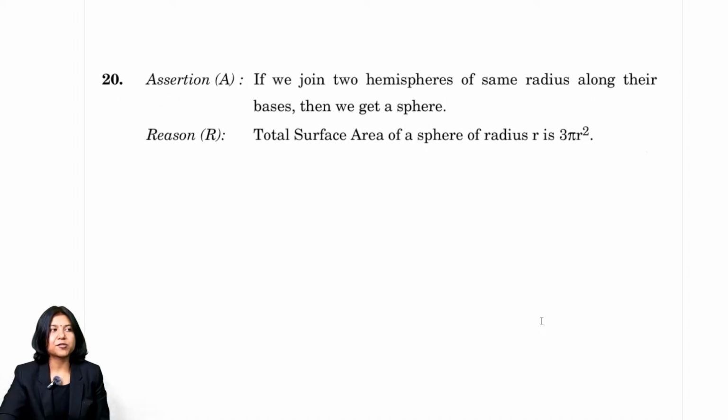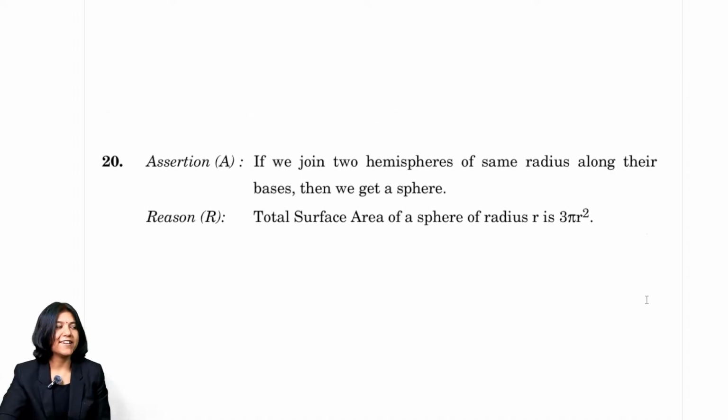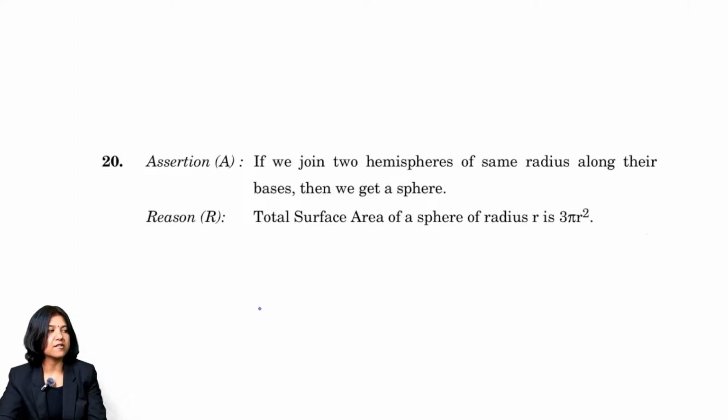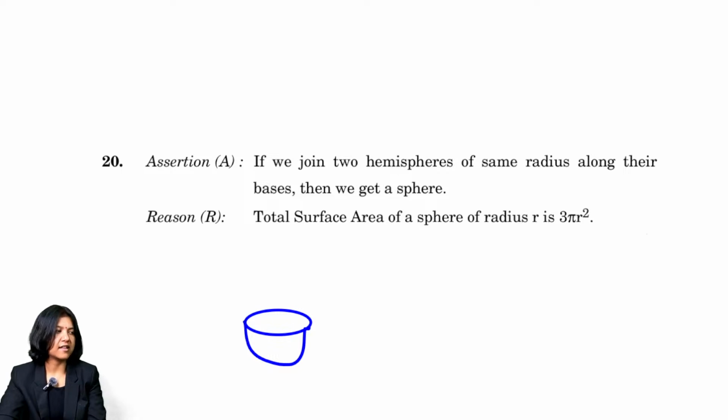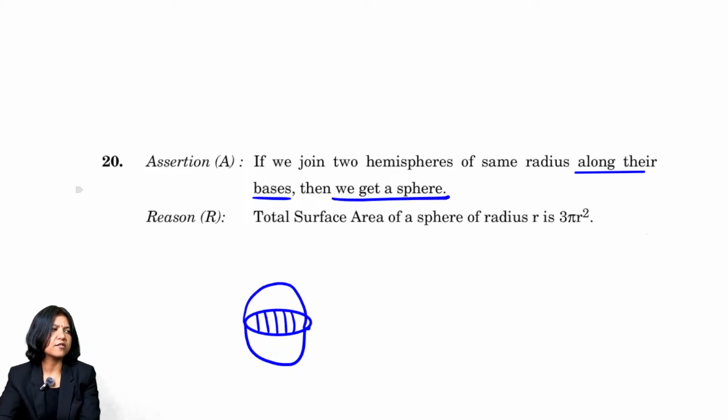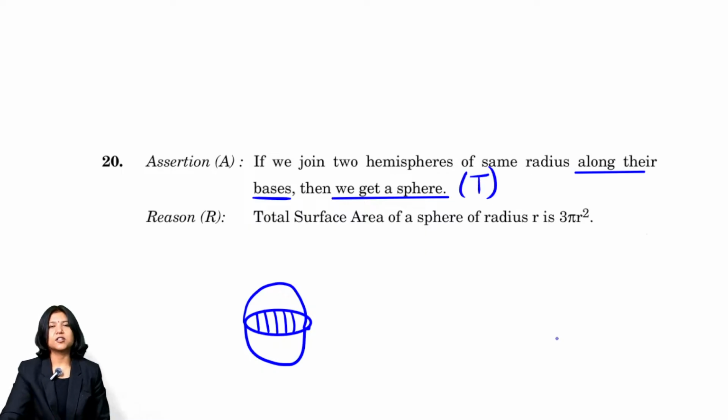This is the last question for today, okay? And it talks about joining 2 hemispheres of the same radius. So if you have a hemisphere, and the same hemisphere with the same base, along their bases. The base of a hemisphere is this circle, the flat surface, right? So now you have the same hemisphere like this, then we get a sphere. That's correct. That's true, isn't it? Connecting two hemispheres of equal dimensions will give me a sphere.